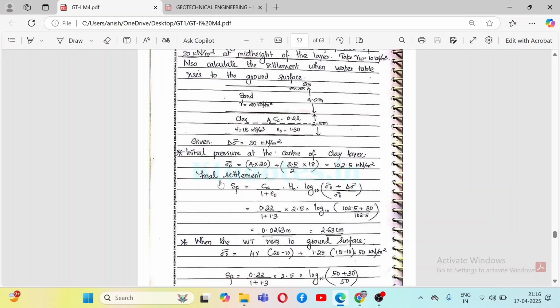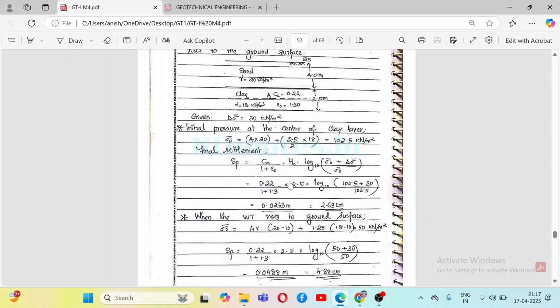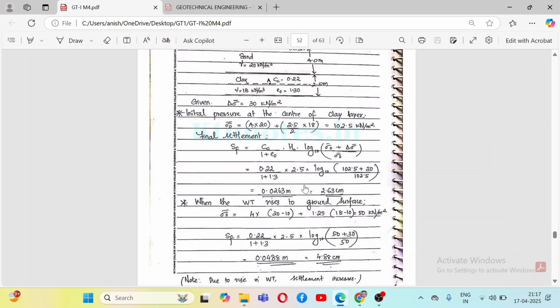Then for the final settlement equation, we have SF, right? CC divided by 1 plus e naught into H naught, log to the base 10 of sigma naught dash plus delta sigma dash divided by sigma naught dash, right? So we have CC, already given as 0.22, divided by 1 plus the initial void ratio, which is given, 1.3, multiplied by the height considered, 2.5, into log to the base 10 of sigma naught dash plus the increase in pressure, 30, divided by sigma naught dash. Okay, you got the initial pressure at the center of the clay layer.